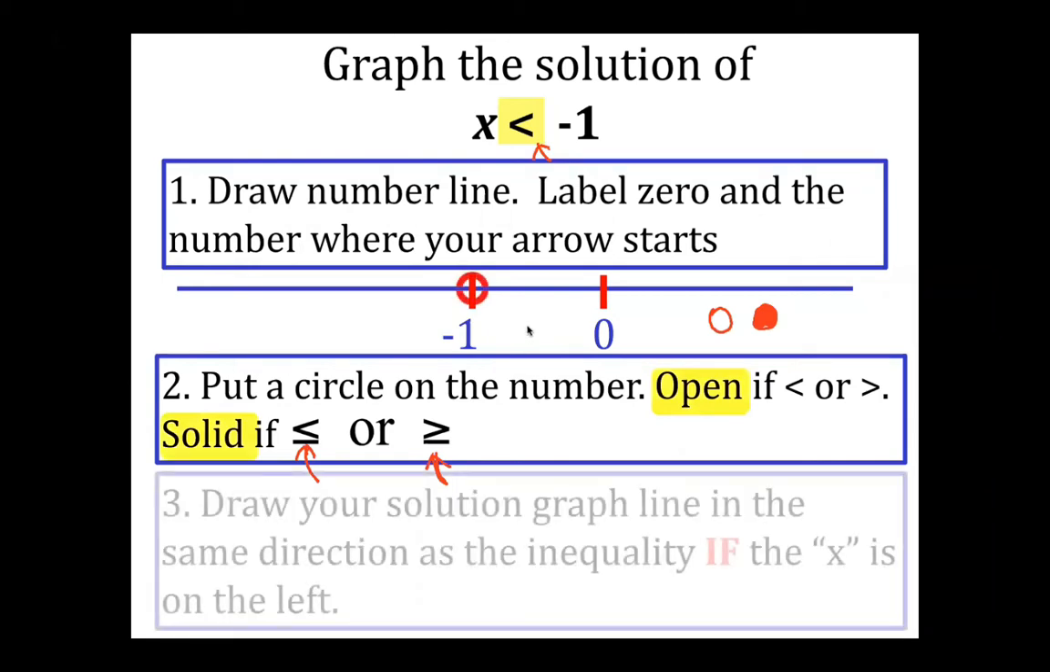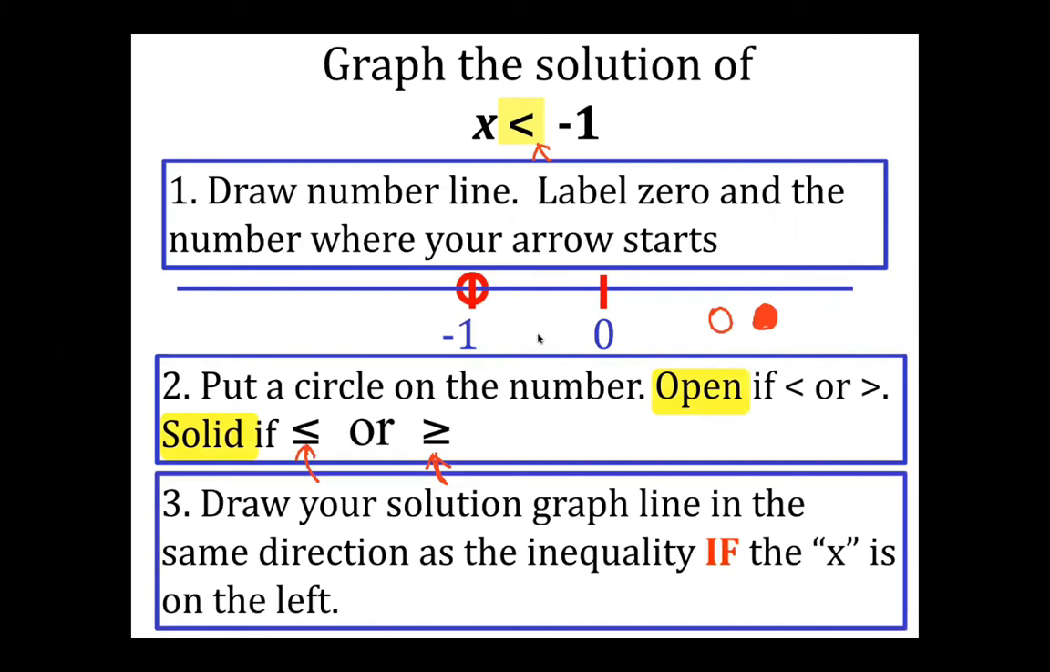Now, your very last step is to draw your solution graph line. You're going to draw it in the same direction as the inequality, but there are certain conditions that you have to meet before you do this. You have to make sure that the x is on the left of the inequality. So you can see here that in this example, x is on the left of the less than or equal to.